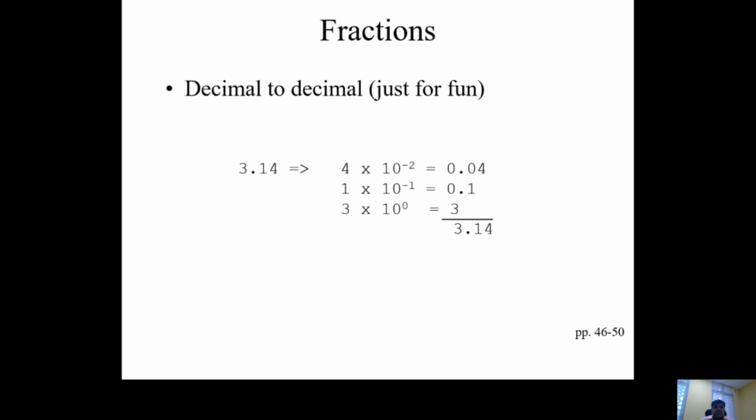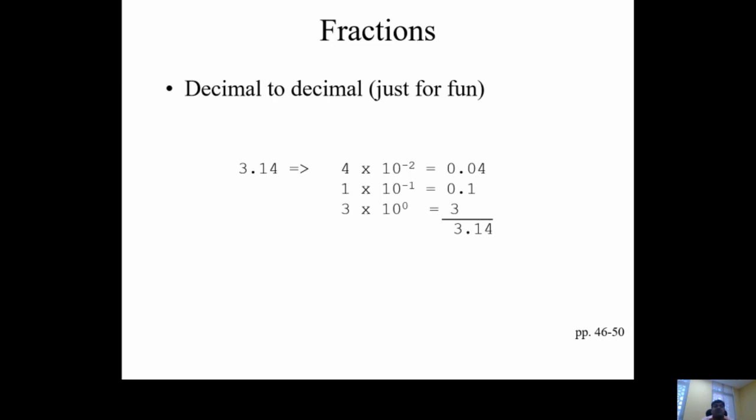Fractions, decimal to decimal. How do we convert 3.14? 3 will be 3, but how will we convert the fraction? 3 into 10 to the power 0, 1 into 10 to the power minus 1 and 4 into 10 to the power minus 2. We start from the right side: 4 into 10 to the power minus 2, 1 into 10 to the power minus 1 and 3 into 10 to the power 0.